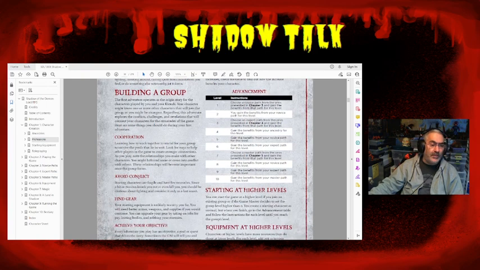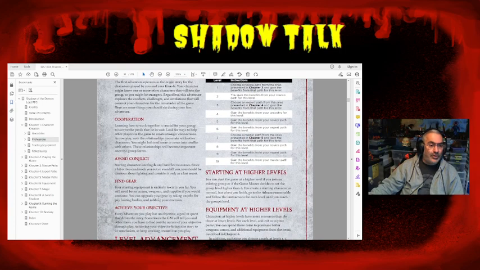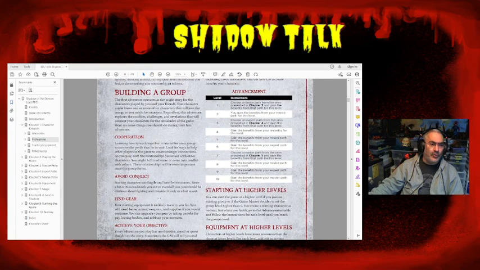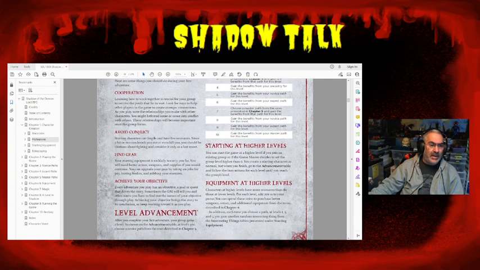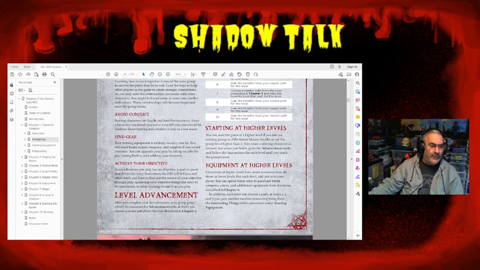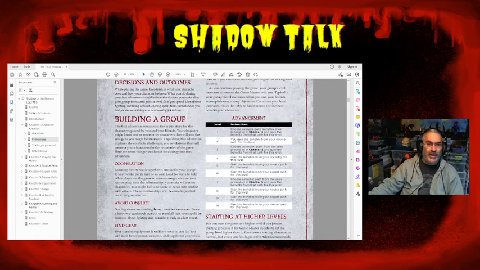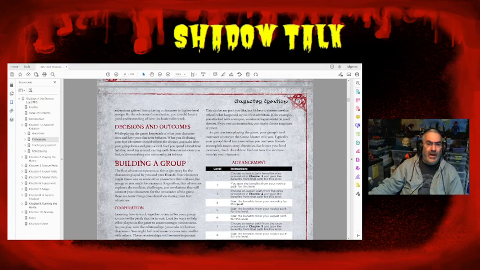So it gives you some guidelines on how to build an effective group, how to cooperate, how to avoid conflict, finding gear and ensuring the right people have the right gear, achieving your objective, and so forth. It talks about level advancement, how you gain a level as a team, what you do after you gain a level. You gain your novice path, and then at third level, you gain an expert path, and at seventh level, you gain a master path.